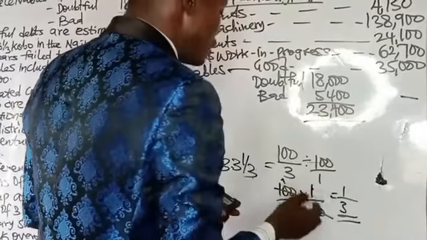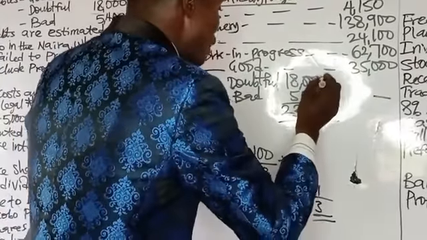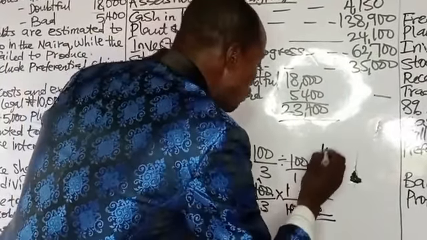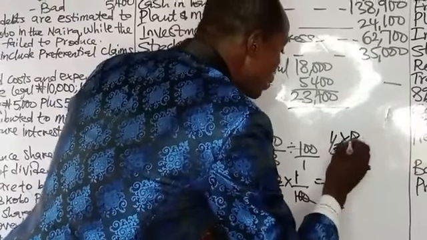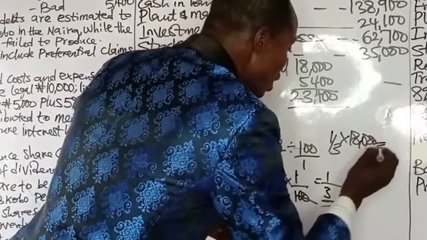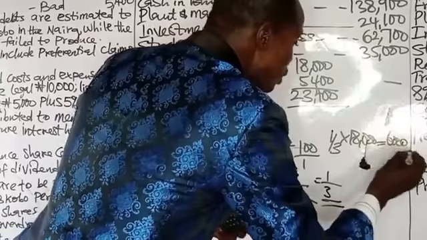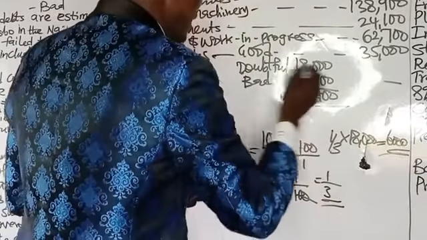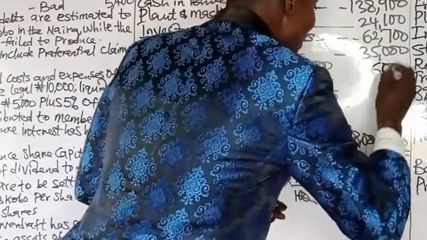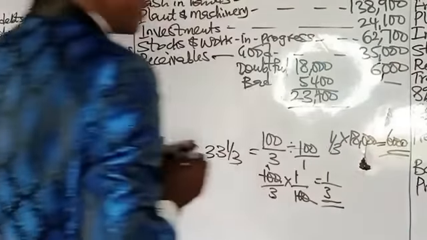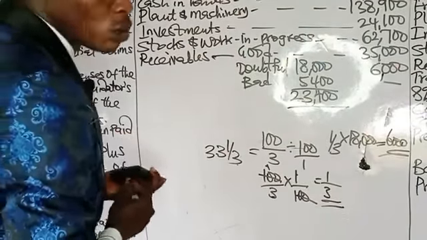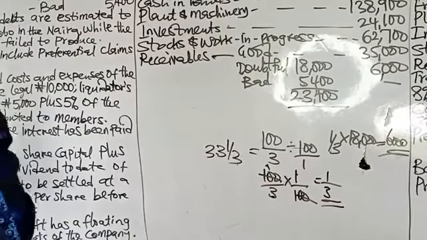But the doubtful debts, you were told you can only realize 1/3. So calculate 1/3 of 18,000. That gives us 6,000. That means you can realize 6,000 naira from doubtful debts. So you put 6,000. Doubtful debts, 6,000. Back to the question.